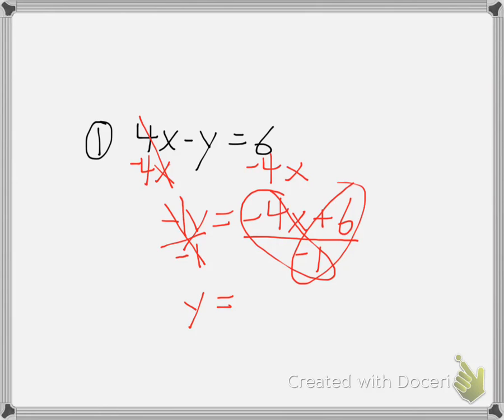So, negative 4 divided by negative 1. Yes, you can multiply by negative 1. It's the same exact process. So, if I divide negative 4 by negative 1, I get positive 4x. If I divide positive 6 by negative 1, I get negative 6. So my equation in slope-intercept form is y equals 4x minus 6, which means now my slope is 4 and my y-intercept is negative 6.